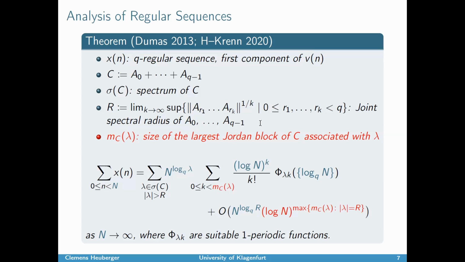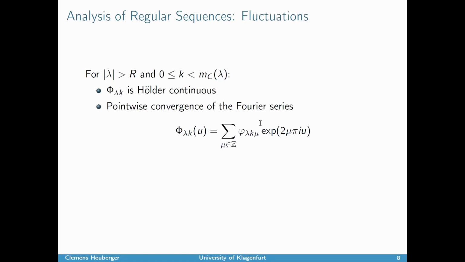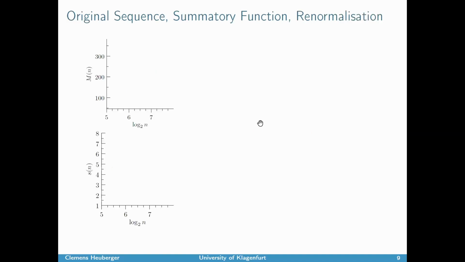A few more words, and then I'll ask the questions I'm going to answer today. These functions are Hölder continuous, the fluctuations; the Fourier series therefore converges, and we can compute Fourier coefficients efficiently, numerically. We have a functional equation for the Dirichlet series. We have SageMath code: you just enter the joint spectral radius and the matrices, and the rest will be computed.